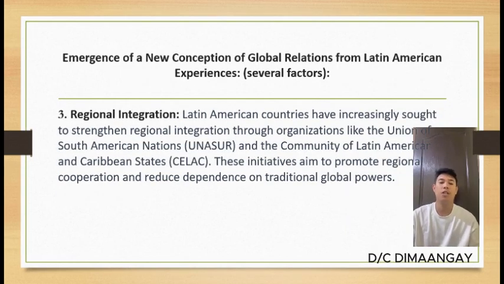Emergence of a new conception of global relations from Latin American experiences. Regional integration: Latin American countries have increasingly sought to strengthen regional integration through organizations like the Union of South American Nations and the Community of Latin American and Caribbean States. These initiatives aim to promote regional cooperation and reduce dependence on traditional global powers.